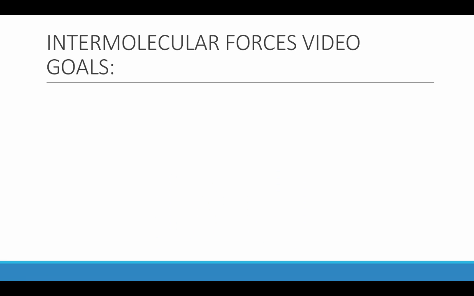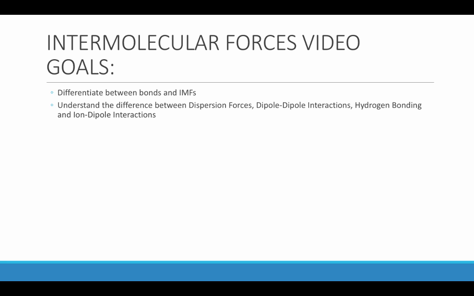That brings us to the end of this video. Let's review our goals. First, we learned to differentiate between bonds and IMFs. Then we looked at the difference between dispersion forces, dipole-dipole interactions, hydrogen bonding, and ion-dipole interactions. And then we learned to identify major types of IMFs present between molecules.